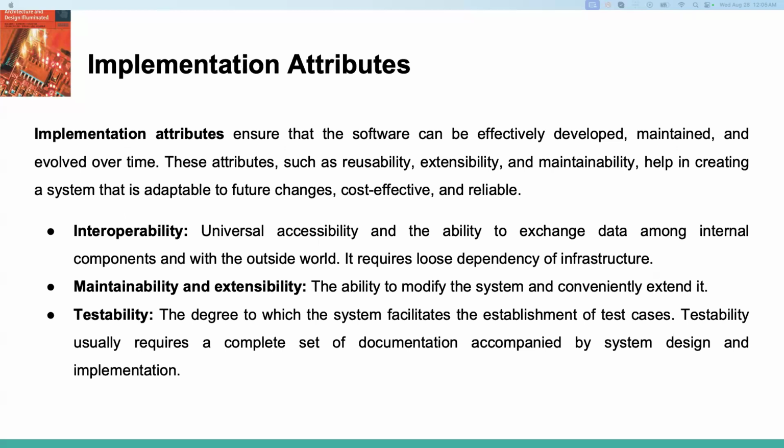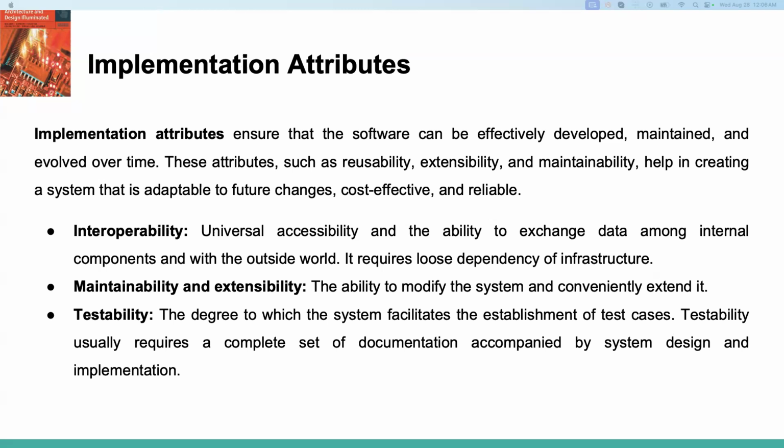Let's zoom in on implementation attributes. These are the secret ingredients that make sure our software can be developed, maintained, and evolved smoothly over time. Attributes like reusability, extensibility, and maintainability ensure our system can adapt to future changes, remain cost effective and reliable, no matter what comes its way. Take interoperability, for example. It's all about making sure our system can talk to different parts of the outside world, easily exchange data. It's like having a universal translator. This requires loose dependency on infrastructure, making connections seamless.